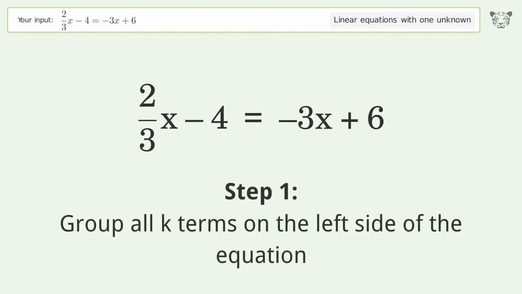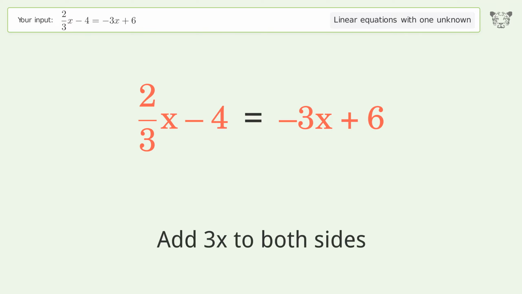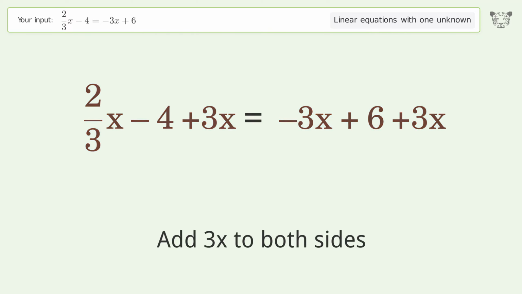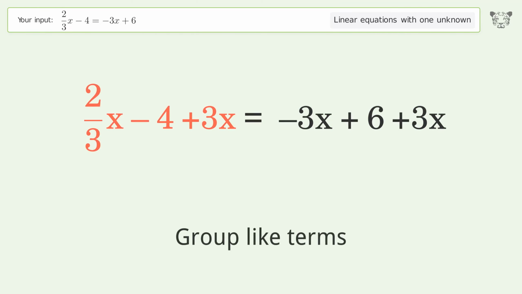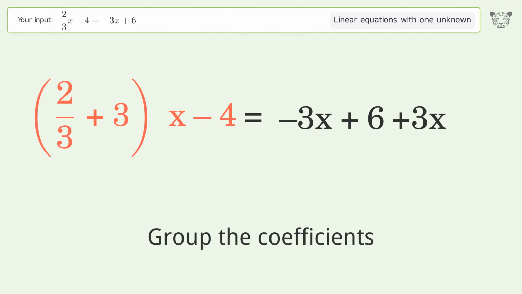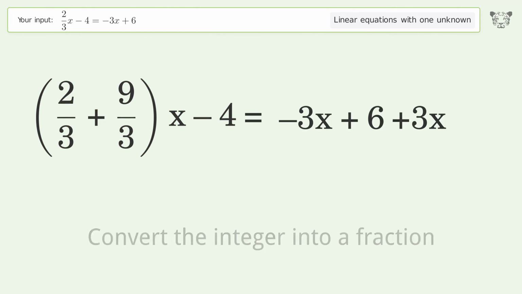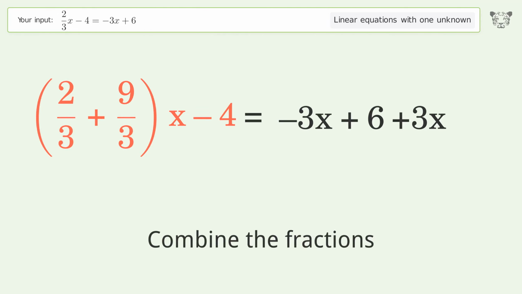Group all k terms on the left side of the equation. Add 3x to both sides. Group like terms. Group the coefficients. Convert the integer into a fraction. Combine the fractions.